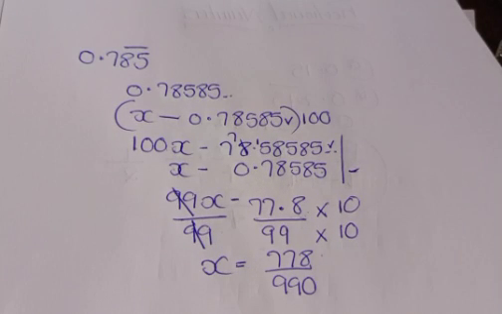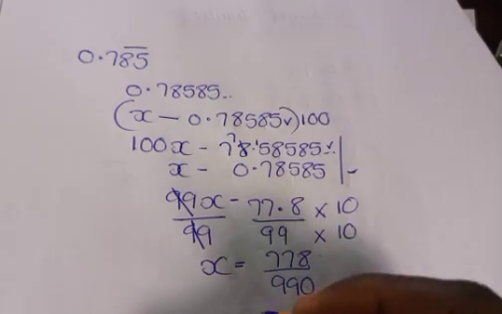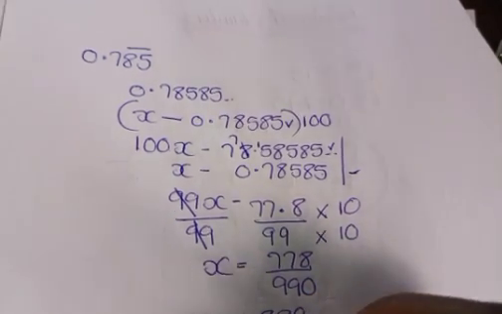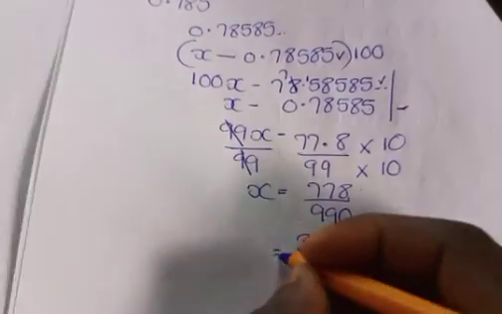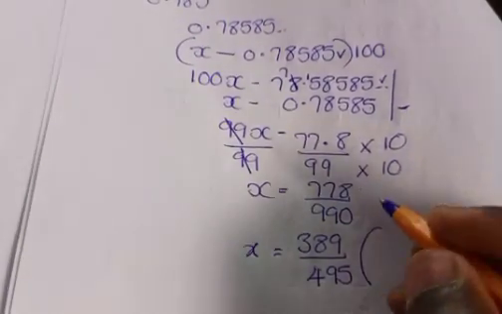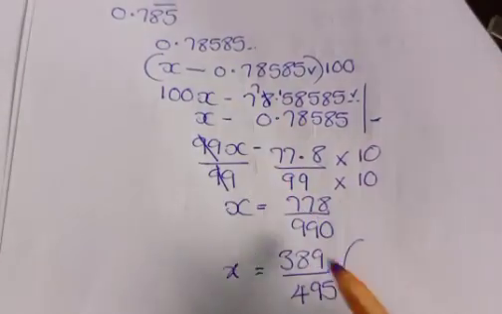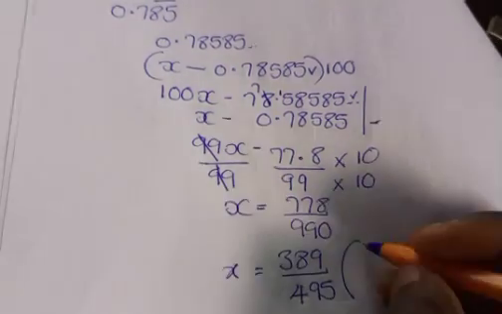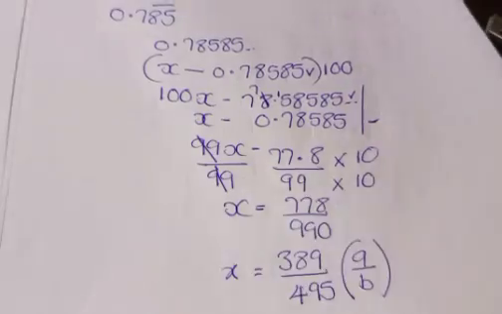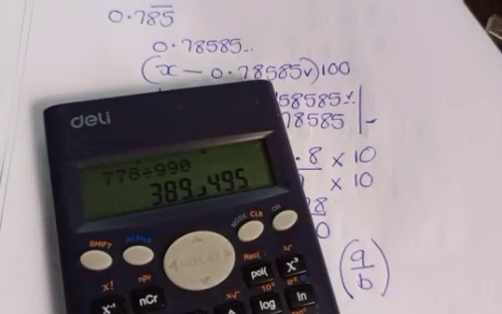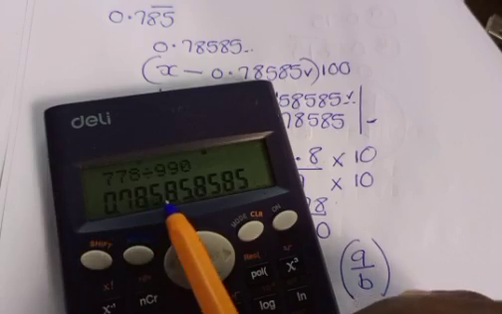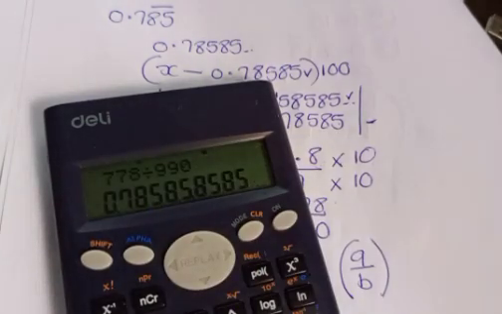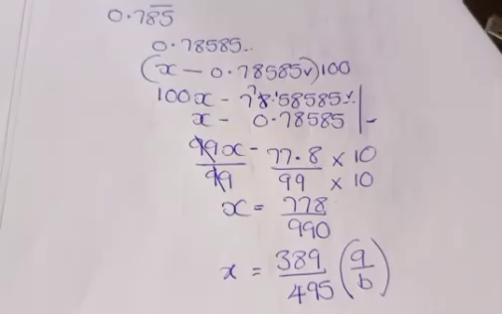So we'll try by all means to put that in its lowest term, where you will have your answer to be 389 over 495. So this is the rational number of expressing 0.785 bar in this form, so that if you were to get this number, it will give you the 0.78585, which the 85 will continue repeating without end.